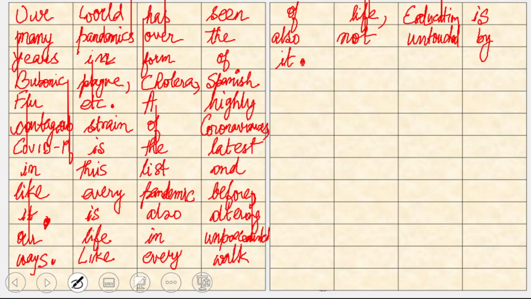1, 2, 3, 4, 5, 6, 7, 8, 9, 10, 11, 12 and 13, 14. 14 into 4, it is 56 plus 1, 57. 57 words. We want to write a 300 word essay and I have a 57 to 60 word introduction. Perfectly fine. Now you would remember our points.